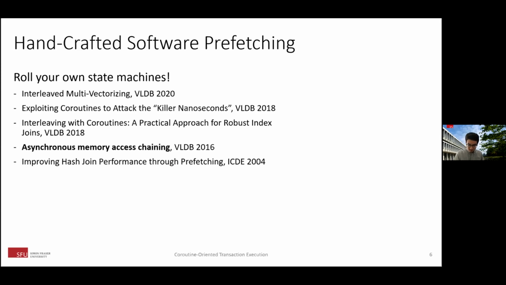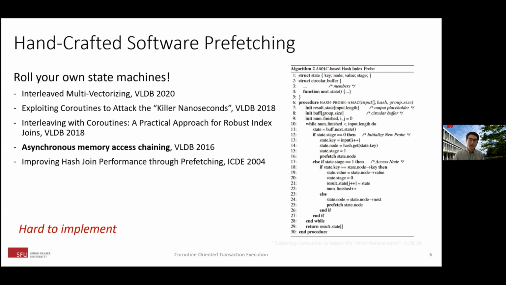So for example, here I'm just highlighting one piece of work that appeared in the past and also achieved super high performance. You can get pretty much 3 times higher performance compared to a sequential, traditional paradigm. But when you actually get to implement it, for example, this is a hash index probe implementation using this approach. I won't ask you to read this code, but if you take a quick glance, you will realize this doesn't look like a hash probe function at all.